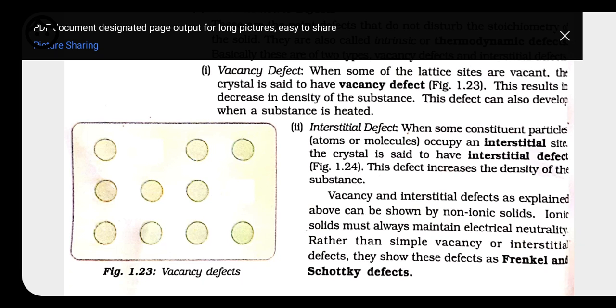So once again I am going to explain the vacancy defect. When in a crystal some lattice sites are vacant, the crystal is said to have a vacancy defect. Or this defect is introduced when a crystal is heated. So the vacancy defect results in a decrease in the density of a substance. These are all about vacancy defect.